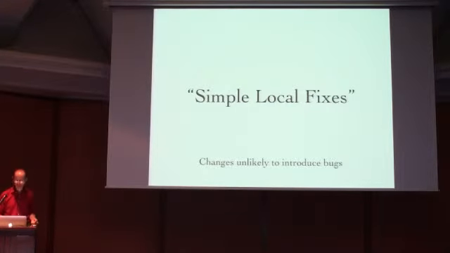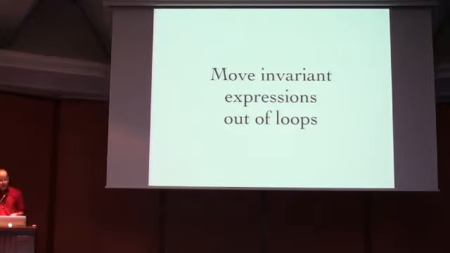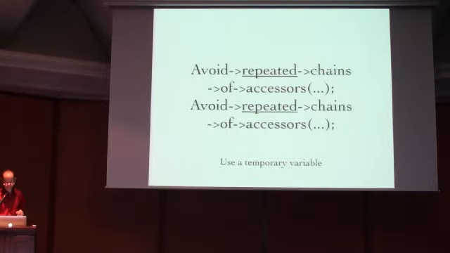Now, simple local fixes. What are simple local fixes? They're things that are unlikely to introduce bugs. So this is a common one. You frequently see loops where there's something being calculated inside the loop that could be calculated outside the loop. Another one I see often is repeated chains of accessors within a loop. So use a temporary variable.